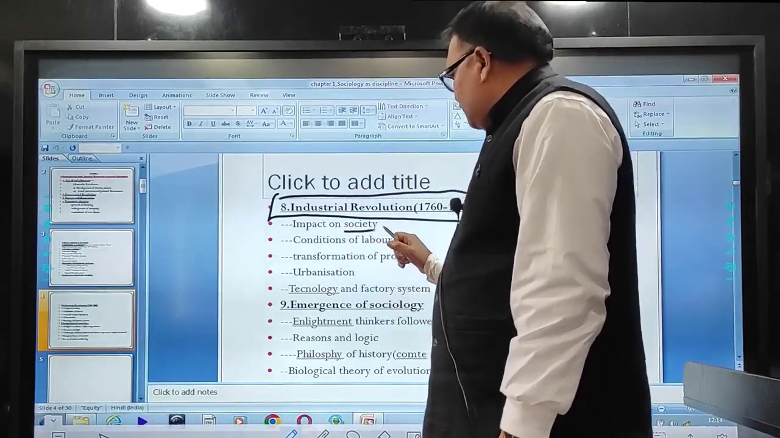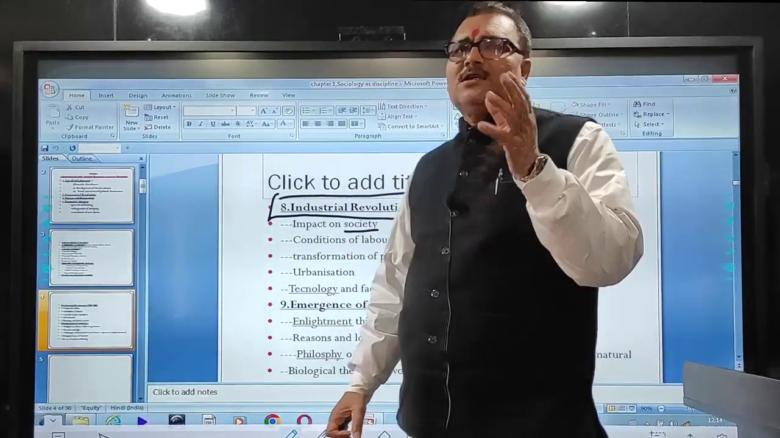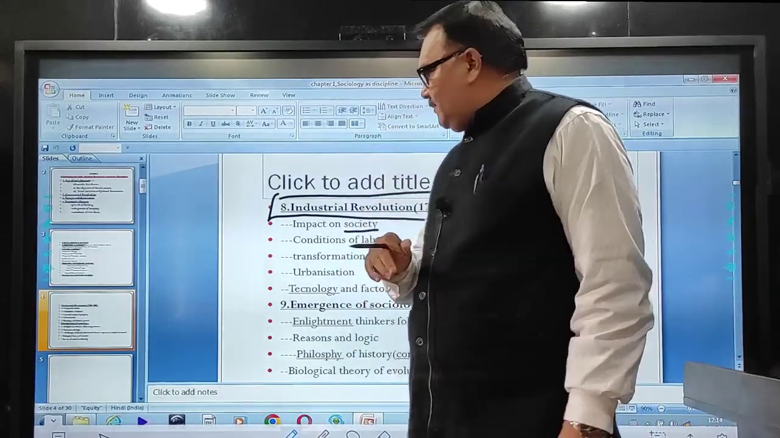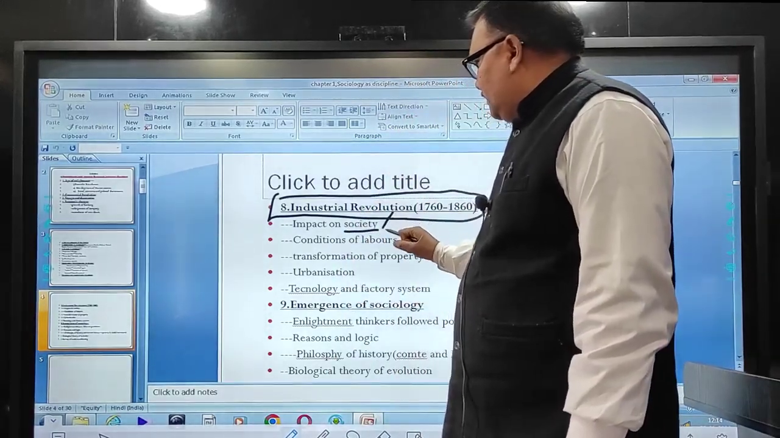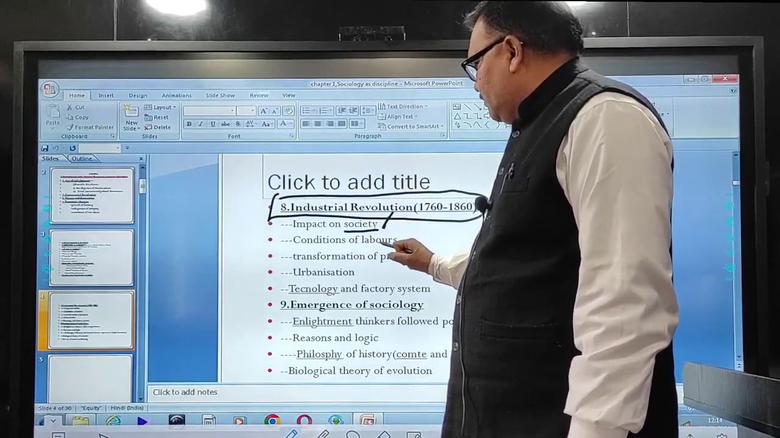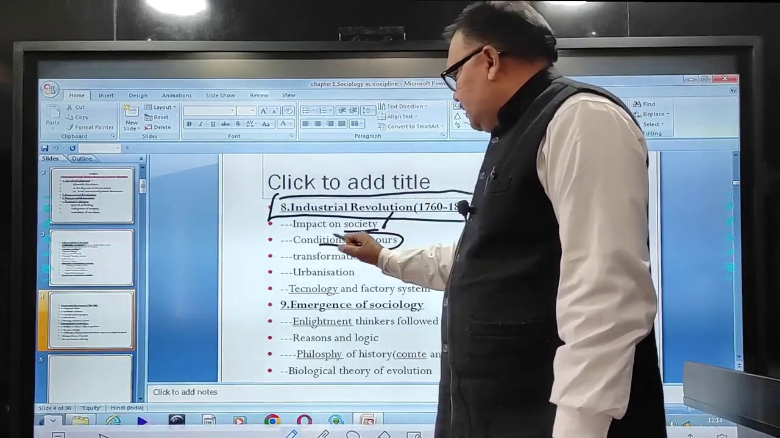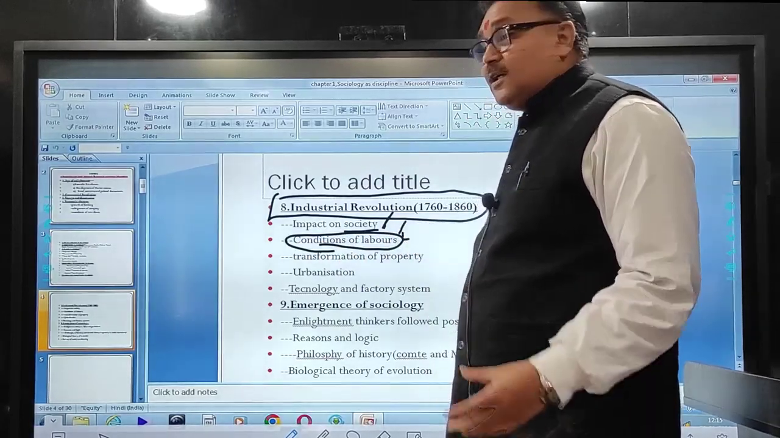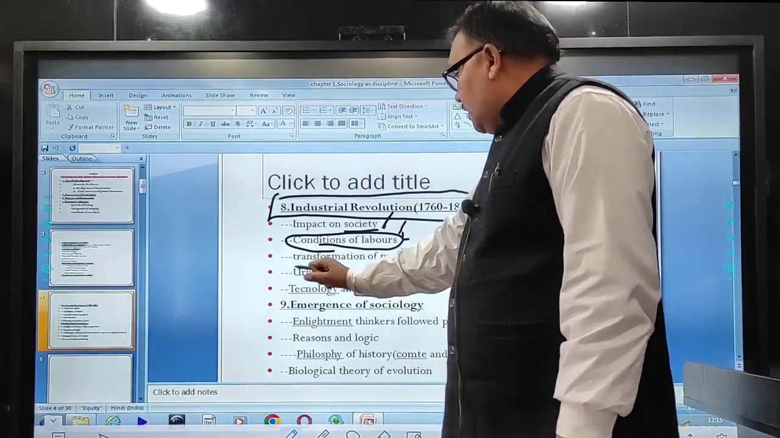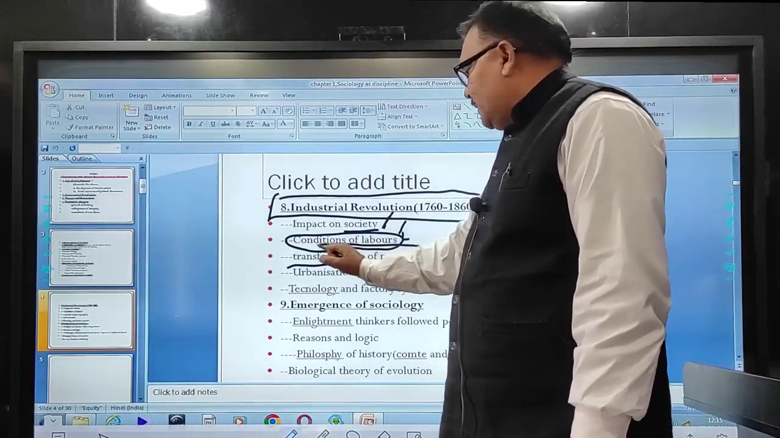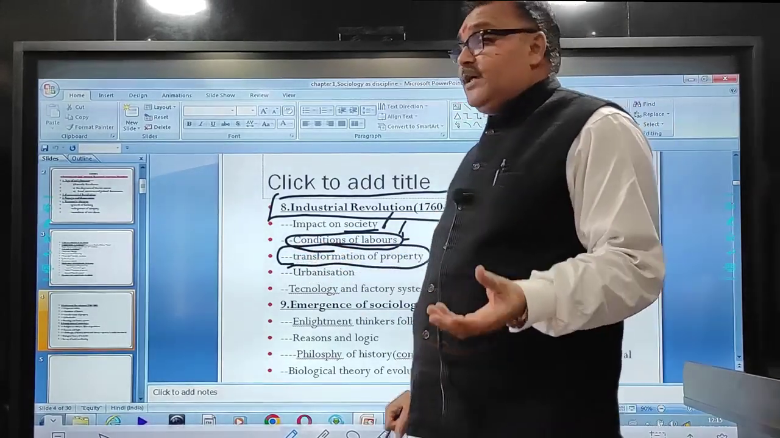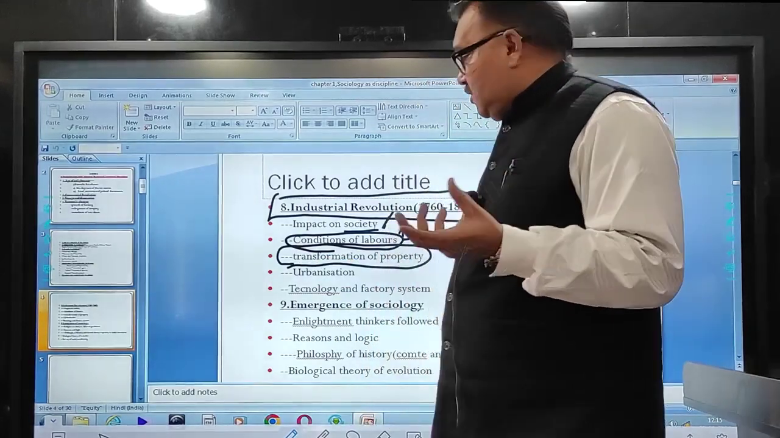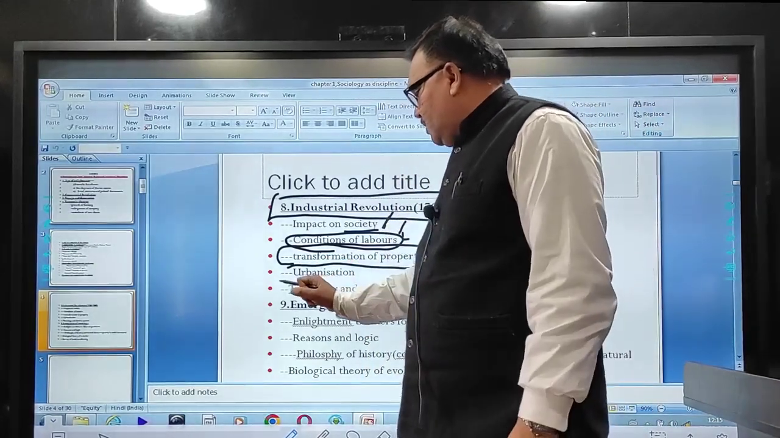It impacts the family system. Talcott Parsons talks about the isolated nuclear family in the industrial society. So the family changed, religion changed, values started changing. Labor conditions: there was further exploitation of the labor class, and inequality between the labor class and the capitalist class developed. Transformation of property: capital now in place of land, capital became the major thing. A money based economy, a capital based economy developed.